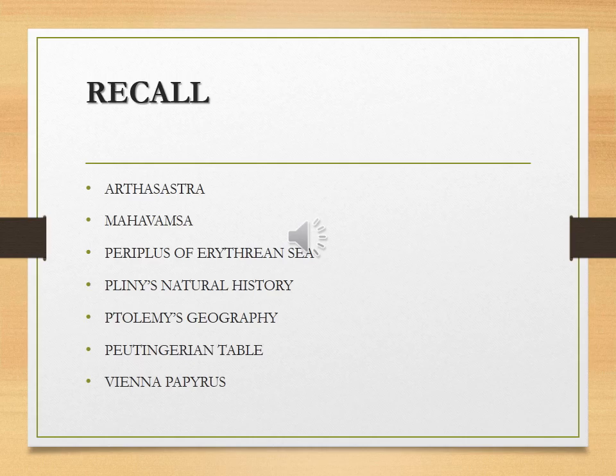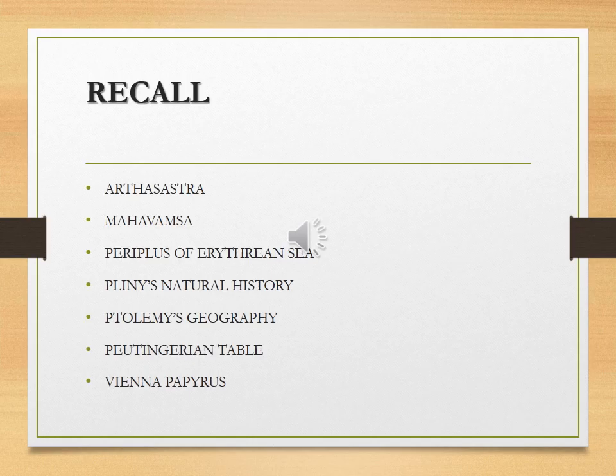It is a document that speaks of the trade contact, the trade connection between the Tamil traders and the Roman Empire. The Vienna Papyrus is now in the Austrian National Library, Vienna. So now it is in a library, a museum attached to a library in Austria. So we have discussed the various non-Tamil sources in our previous class.